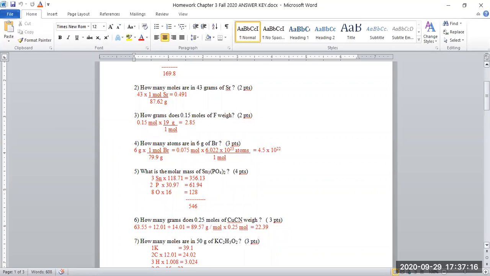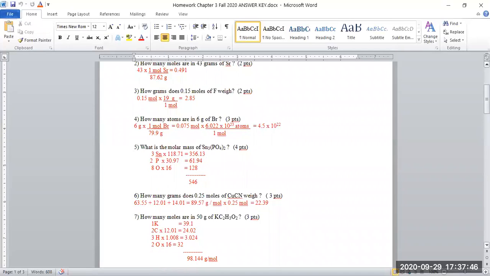For tin phosphate, keep in mind that since you have a set of parentheses in this molecule, you need to multiply the stuff that's inside of the parentheses times 2. That way I end up with 3 tins, 2 phosphorus atoms, and 8 oxygens. And I kind of did my totals across there and then added them down. So you get 546 grams per mole as your molar mass.